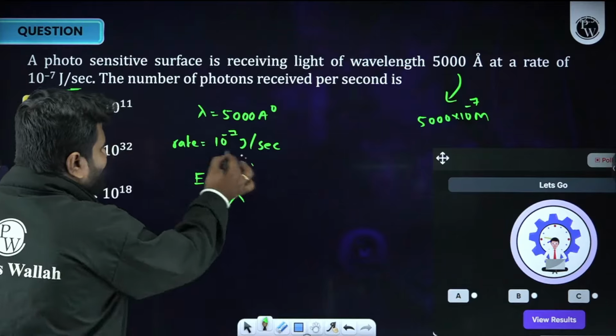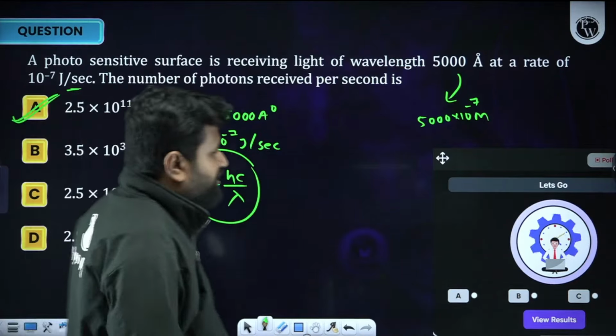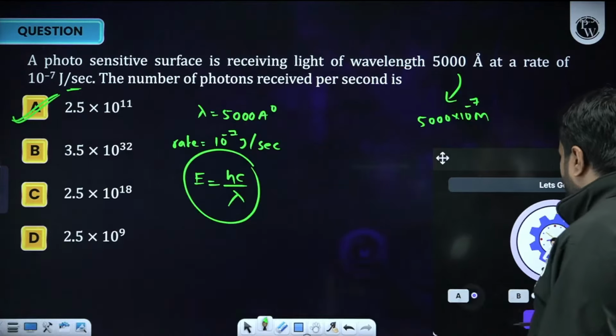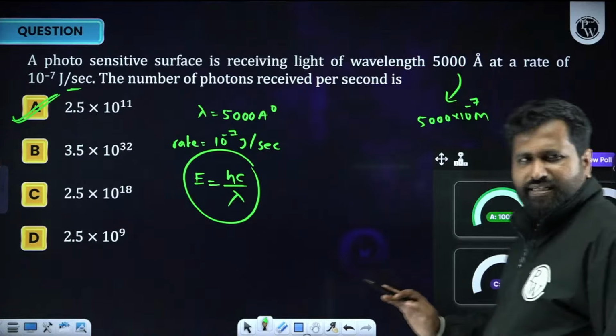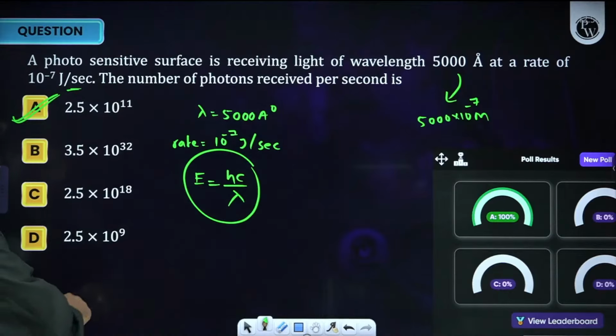So automatically, if we use the formula and just direct substitution, we will get the answer as option A. Just direct substitution, my dear students. That's all. Nothing other than that. Next question.